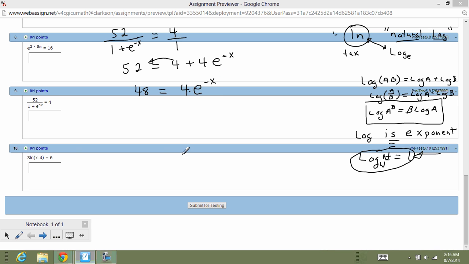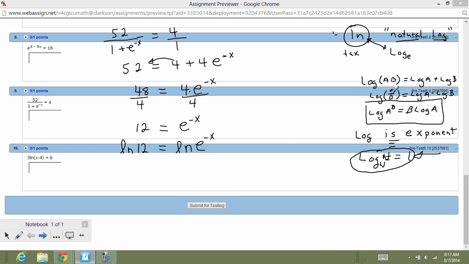Understand that this multiplied 4 doesn't have anything to do with that negative x. So very easy. We just divide both sides by 4. And we get e to the negative x equals 12. Okay. And now that we've got the term with the variable exponent on it isolated, we're going to do a natural log to both sides. We could use any base log we want, but because this is a base e over here, it's going to save us if we use the natural log.